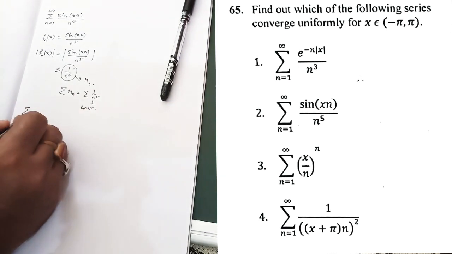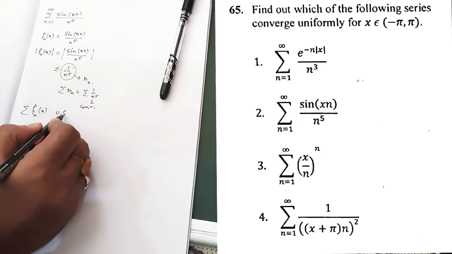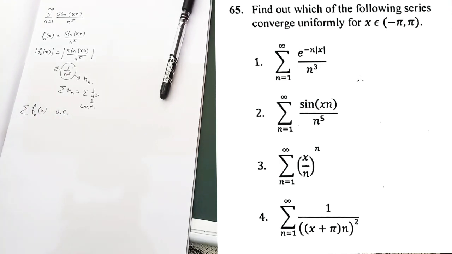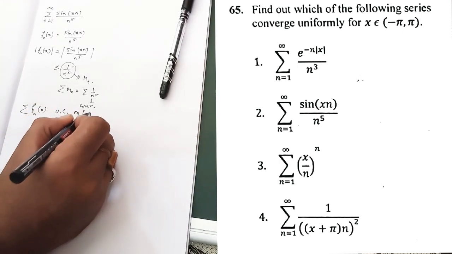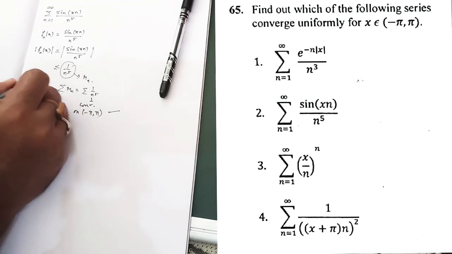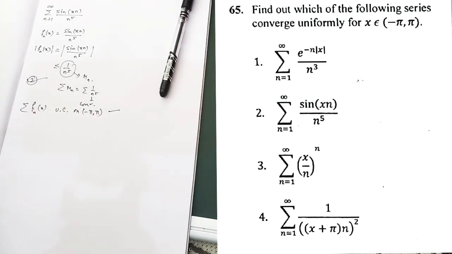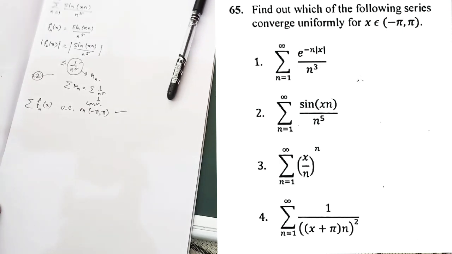So your main series of functions is going to be uniformly convergent by the Weierstrass M test on this interval minus pi to pi. So the second option is also the correct one. It is also uniformly convergent. Now come to the third option.